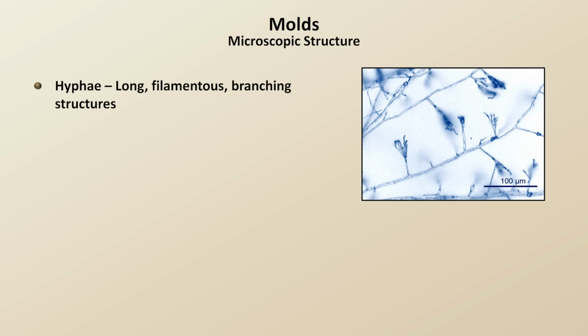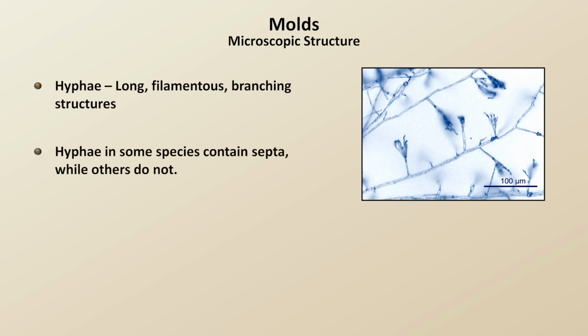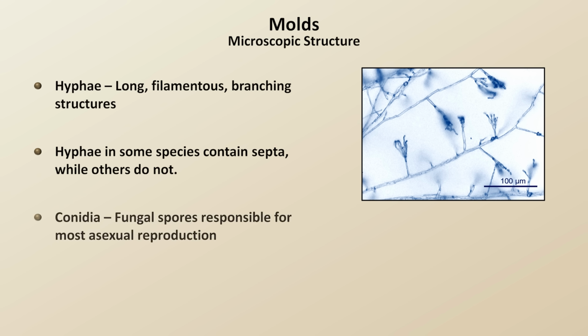An important distinguishing characteristic of molds, which deserves a little bit more attention, is their microscopic structure. As mentioned earlier, molds are predominantly composed of hyphae, which are long, filamentous branching structures. Hyphae in some species contain septa, which are observable internal cross walls, while others do not. Another microscopic feature of molds is conidia, which are the clustered spores responsible for most asexual reproduction and are the primary vector for humans to become infected.